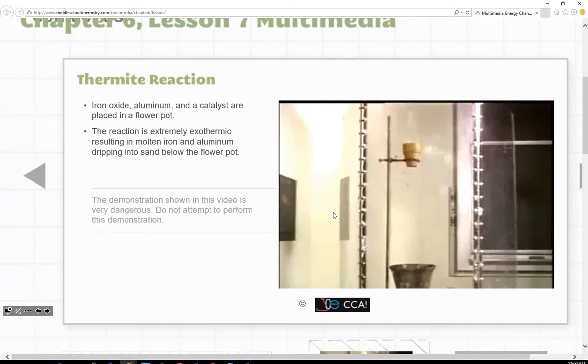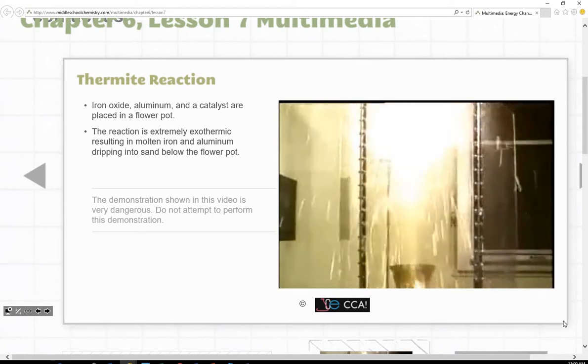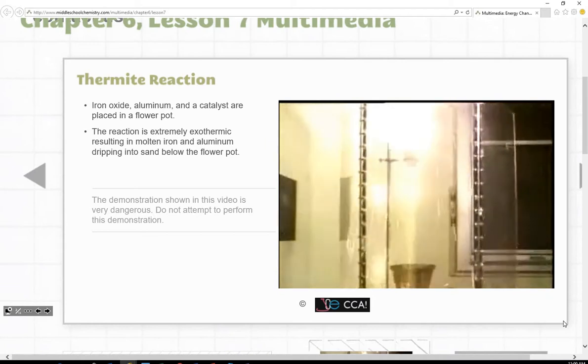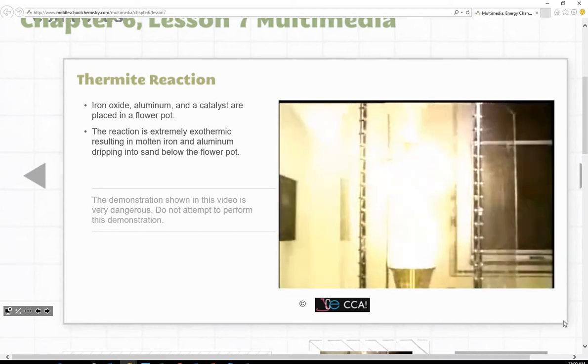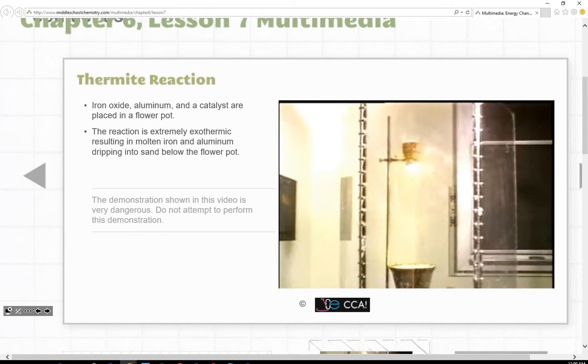This is just the thermite reaction again. It is extremely exothermic. It's iron oxide, aluminum, and a catalyst placed in a flower pot. And let's see what's going to happen here. Usually we don't do this inside because this is what happens. You'll have to wait. Grab a computer. Yeah, grab a computer. Okay, so that's a thermite reaction.